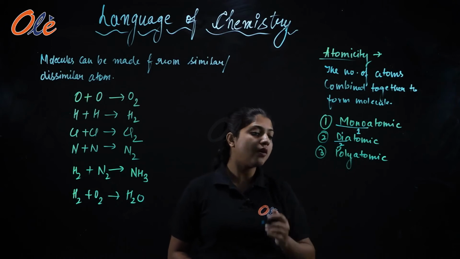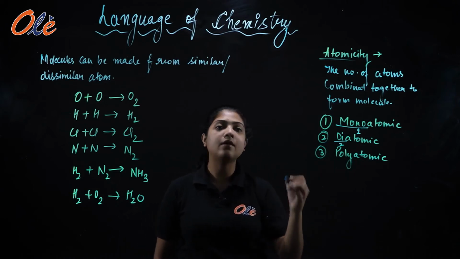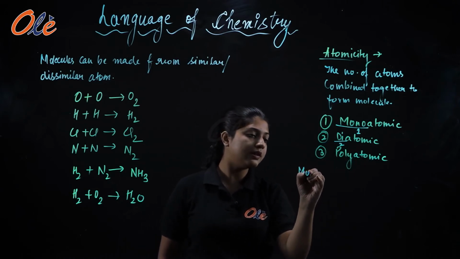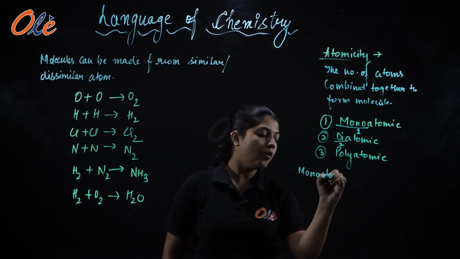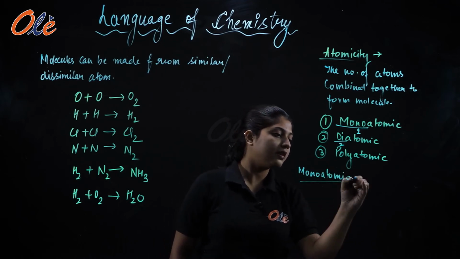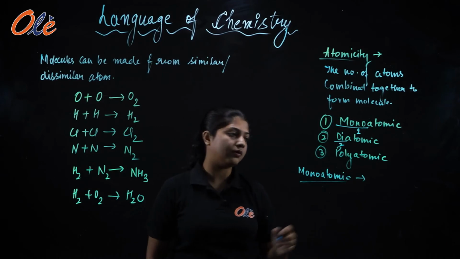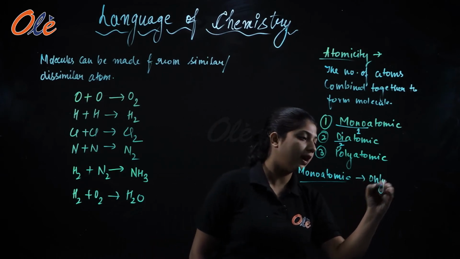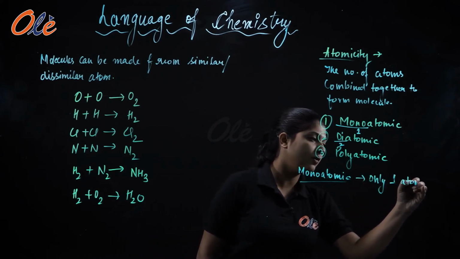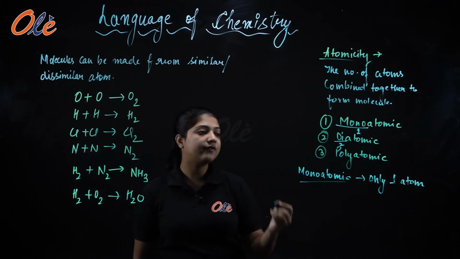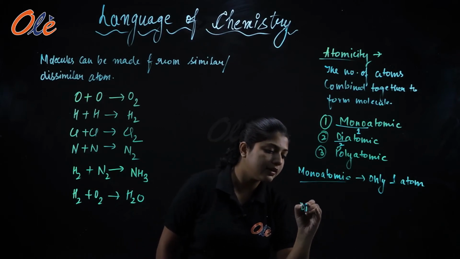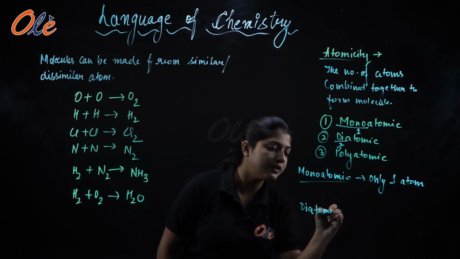So, in case of monoatomic, only one atom is there in the molecule. Only one atom is there to form the molecule, right? Now, if we talk about diatomic, then in case of diatomic, what happens?